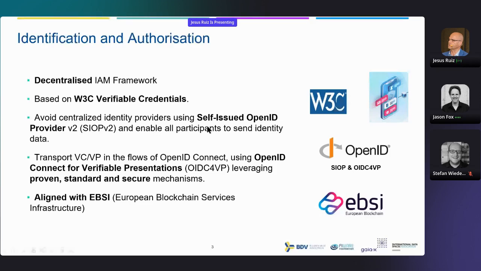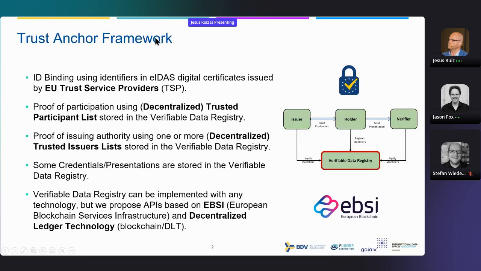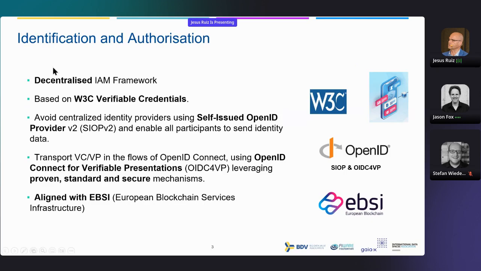But then identification authorization, okay? Because I was speaking about the trust framework. So the trust framework is implemented by the verifiable data registry, okay? But then on top of this, we're making use of identification authorization, implementing a decentralized identity framework with verifiable credentials. And then in order to avoid centralized identity providers, we are using OpenID Connect, but not the traditional OpenID Connect. We are using SIOP version 2, self-issued OpenID provider, okay, that enables all participants to send identity data.